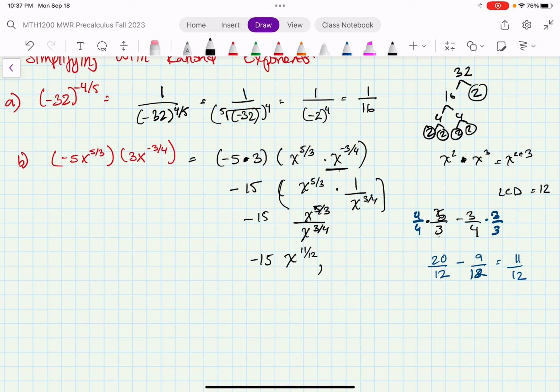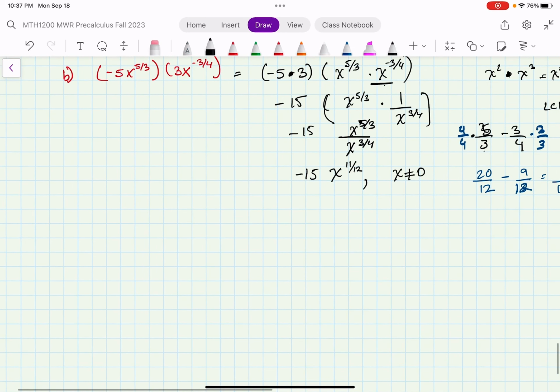Remember how I said the denominator cannot be equal to 0? So this right here, if x is equal to 0, then this function would not exist. There would be an asymptote right there. So what you have to say is x cannot be equal to 0. That's another something else that you have to include.